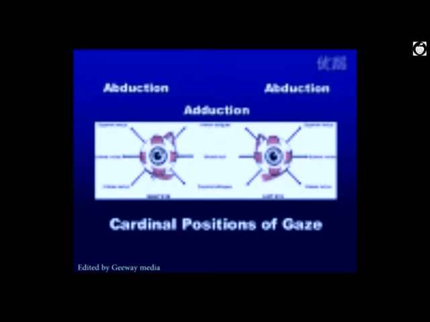The oblique muscles are tested in adduction, that's where the eyes turn medial toward the nose, to maximize their vertical action. In contrast, the vertical recti muscles are tested in abduction. That's with the eyes turned laterally. In these positions, the superior rectus muscle acts now as a pure elevator, and the inferior rectus acts as a pure depressor.